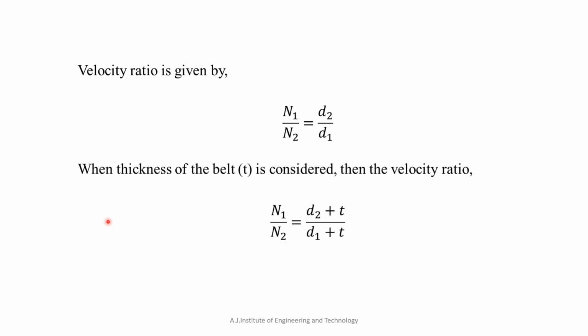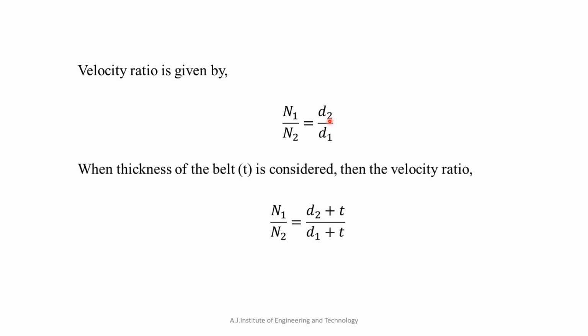Then the velocity ratio is given as follows. Pi is on the left hand side and pi is also on the right hand side. The remaining terms are d1 into n1 is equal to d2 into n2. You can also write it in that form, n1 divided by n2 is equal to d2 divided by d1. So we can conclude that speed is inversely proportional to the diameter of the pulley. Speed is inversely proportional to the diameter of the pulley.